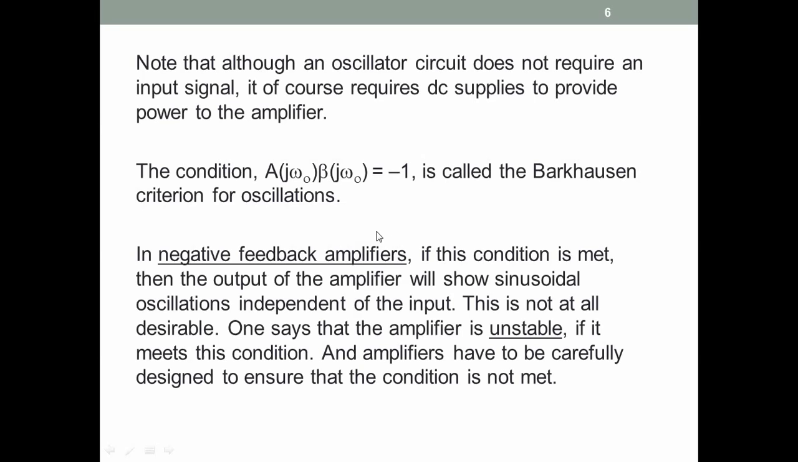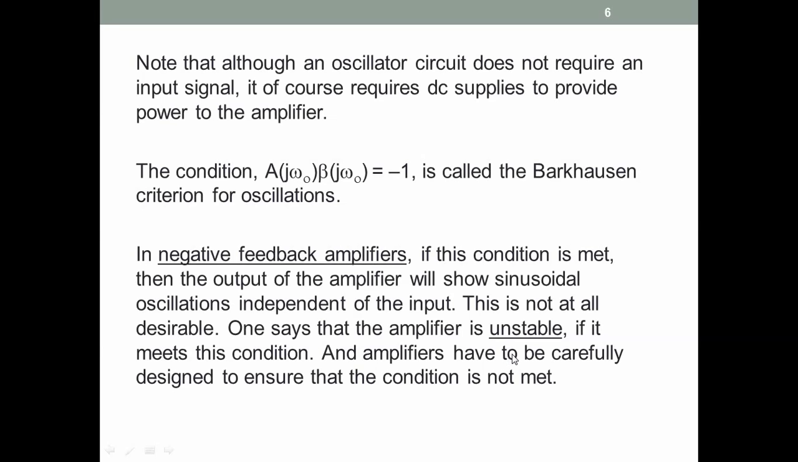because for an amplifier we want the output to be an amplified version of the input. But if an amplifier shows a sinusoidal oscillation at frequency ω0 independent of the input, it has stopped being an amplifier. It has actually become an oscillator. So for amplifiers, one says that if this condition is satisfied, the amplifier has become unstable. And we do not want amplifiers to be unstable. So amplifiers have to be designed carefully to make sure that they do not become unstable.